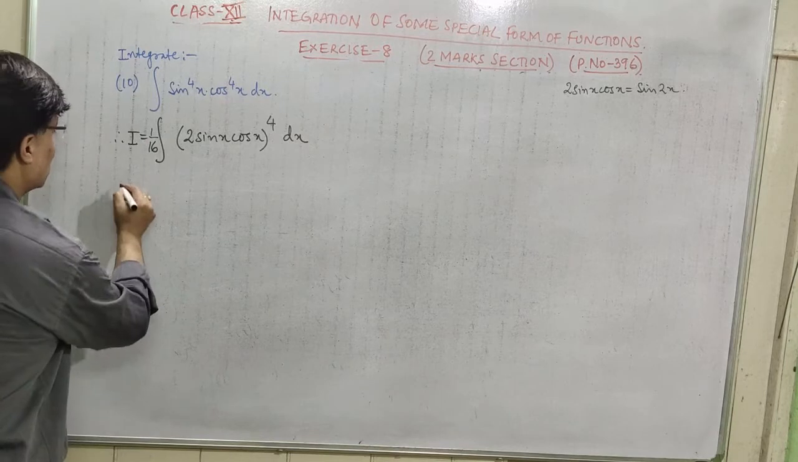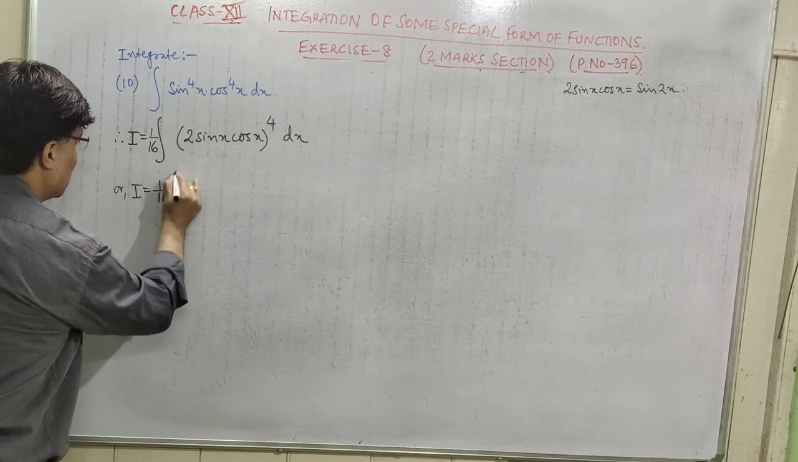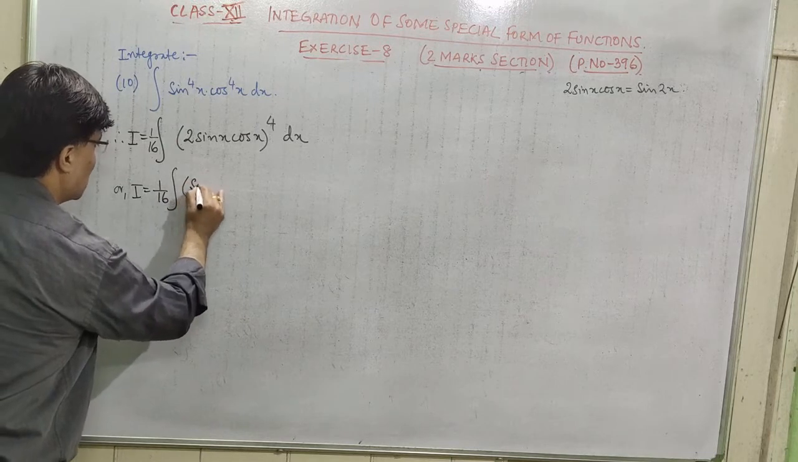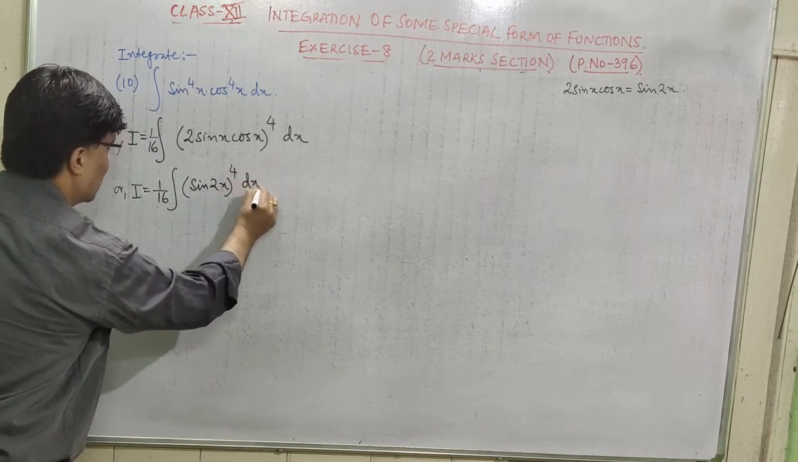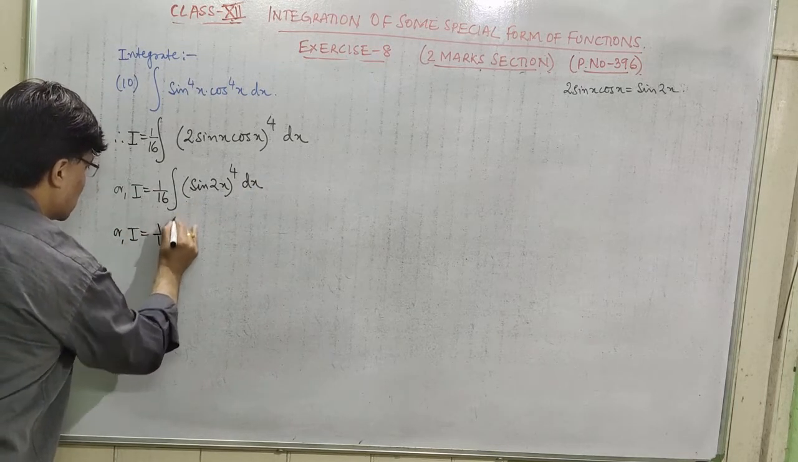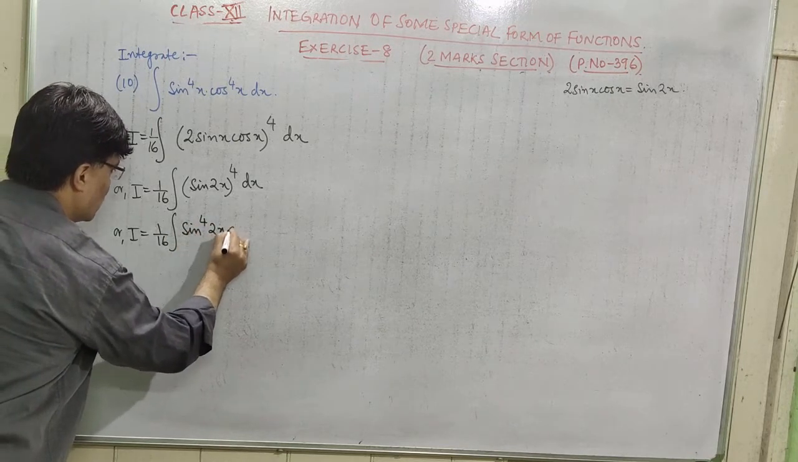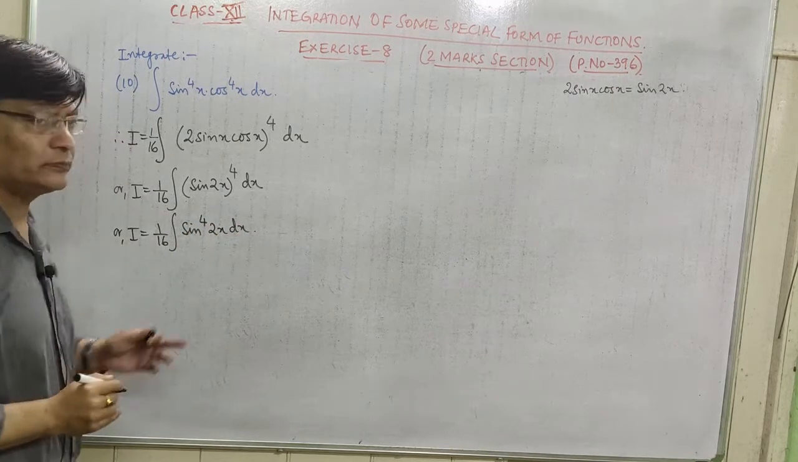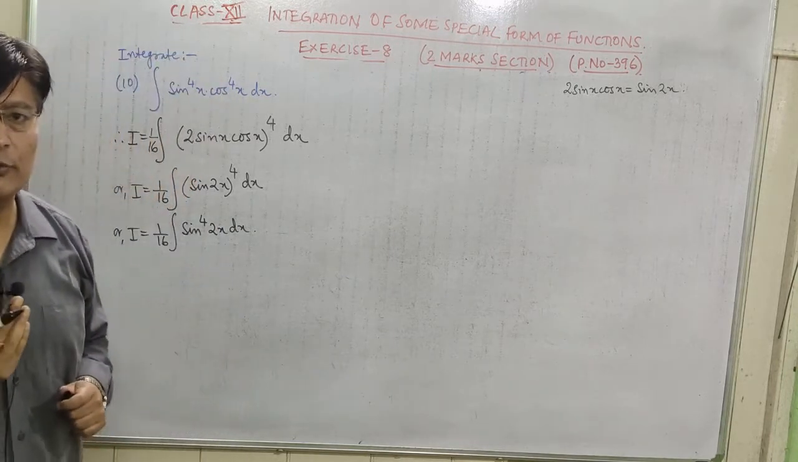Okay, so let us use the formula now. I is equal to 1 by 16 integration of sin 2x whole to the power 4 dx. Or I is equal to 1 by 16, this is integration of sin to the power 4 2x dx. Again here the power is even power. Again you have to convert to multiple angles form.